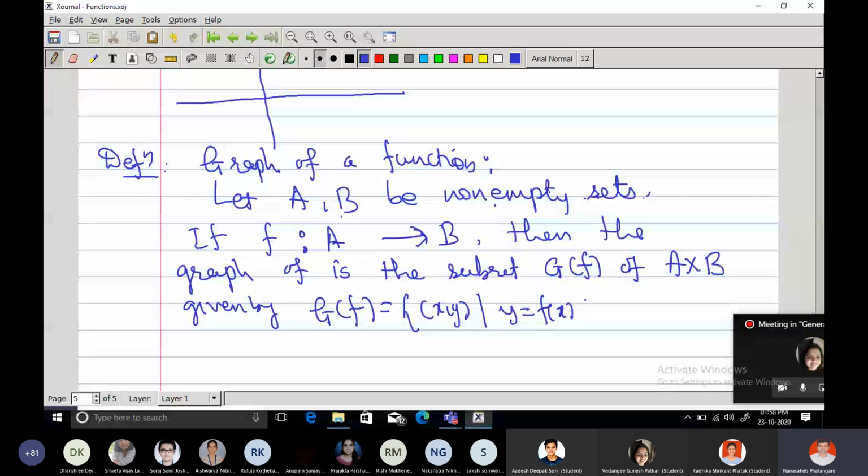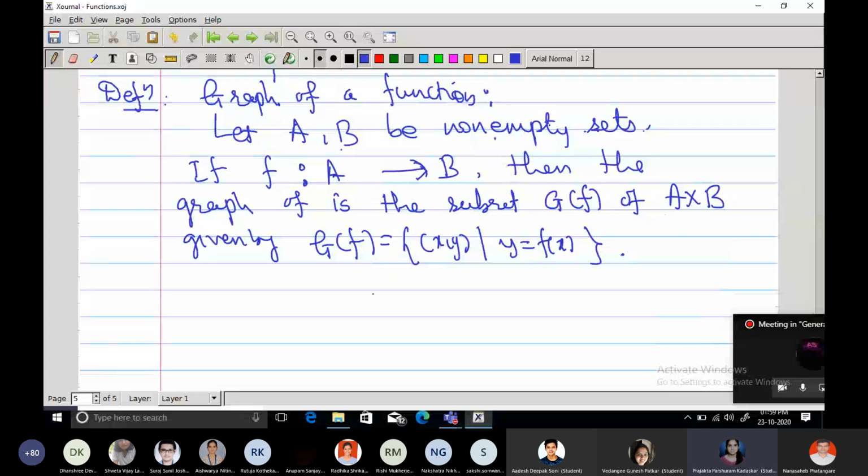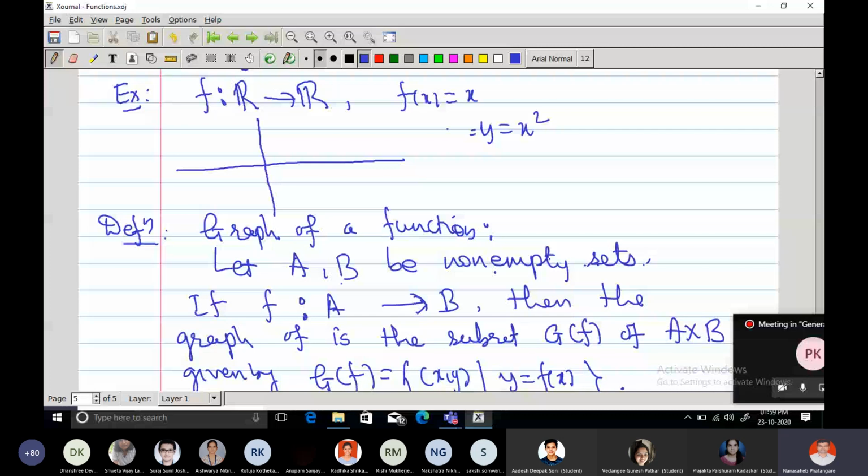What is the graph? Is it clear? Suppose in school, in 10th standard or 9th standard, you did this exercise to plot the graph of some function. What did you do? We take the point x and y and plot the graph. You are asked to plot the graph of y is equal to x square. That means y is f(x).